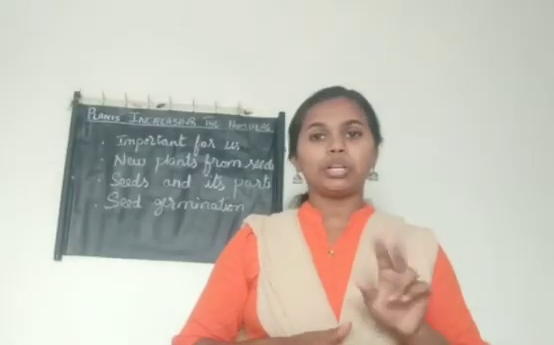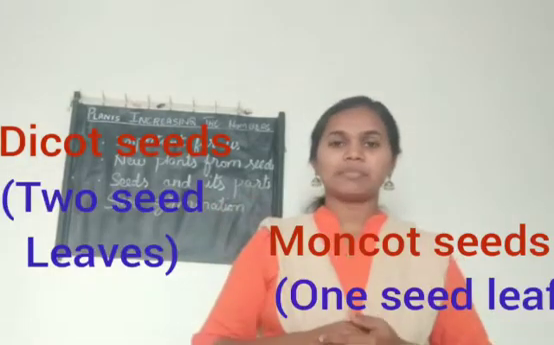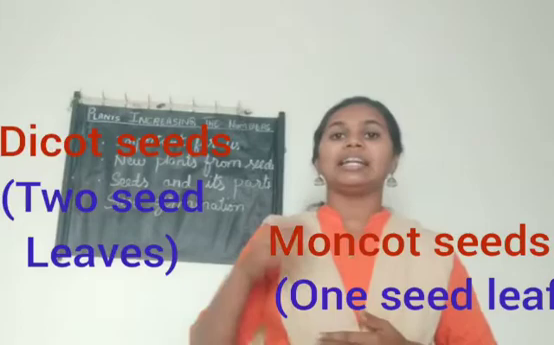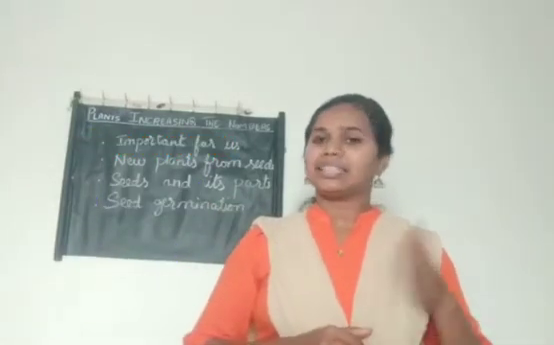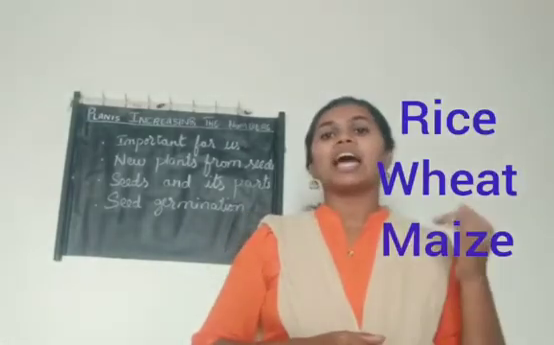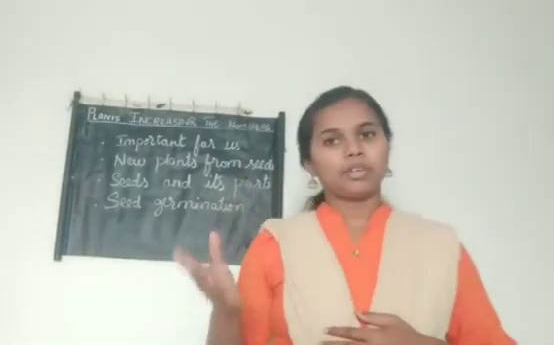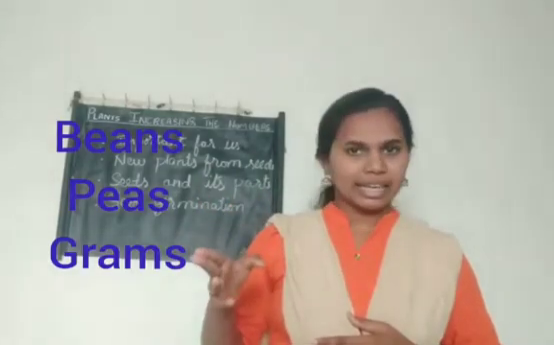We have two types of seeds, monocot seed and dicot seed. Monocot seed which has one seed leaf and dicot seed which has two seed leaves. Examples for monocot seed: rice, wheat and maize. Example for dicot seed: beans, peas and grams.